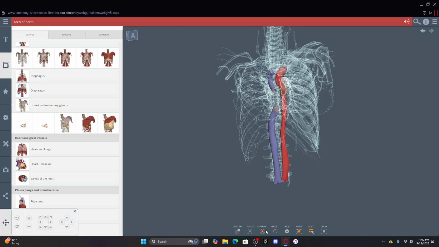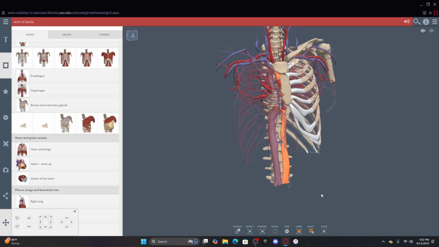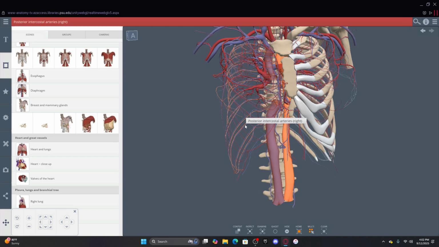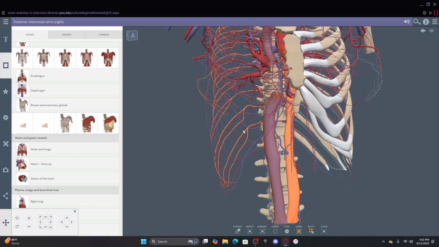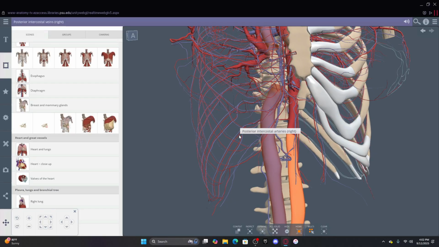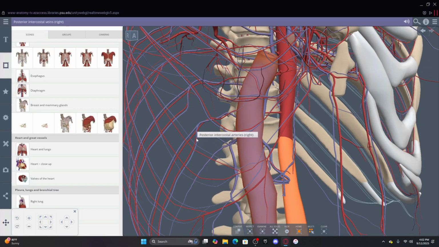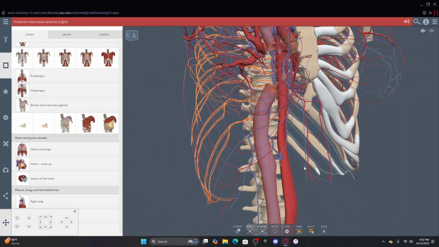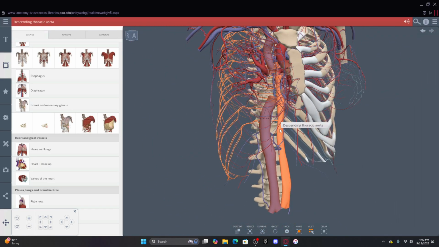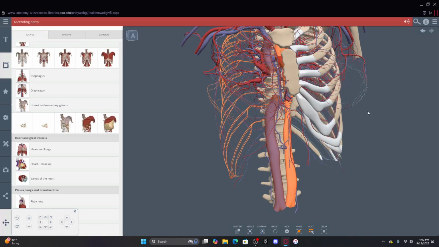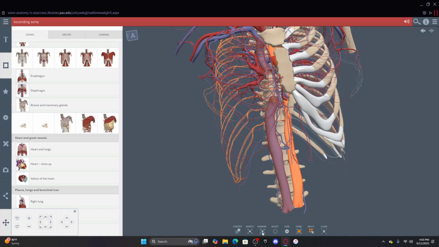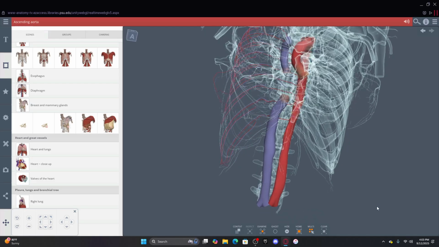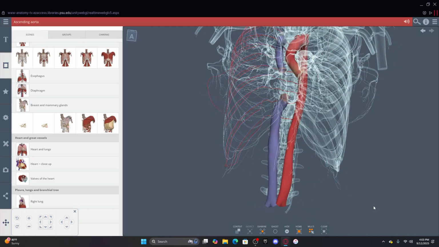Now I'm going to highlight intercostal artery and vein. All right, so intercostal artery, intercostal. Ooh, you have to be very specific with what you're pressing. All right, so intercostal artery and intercostal vein. We see the inferior and superior vena cava.